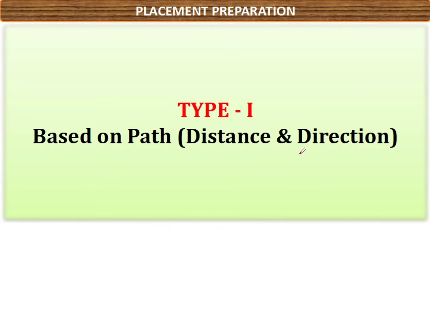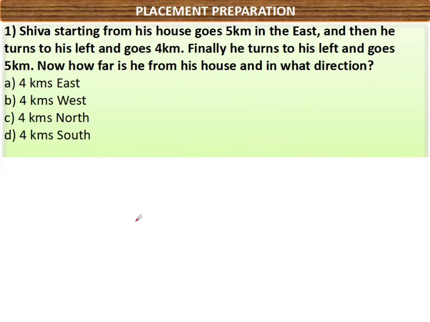Let us start with type 1 questions, which are based on path, where they will ask questions related to distance as well as direction. They might ask direction or distance, they might ask only direction, they might ask only distance, they might ask both. So let us see how the questions will be asked. Let us start with question number 1.